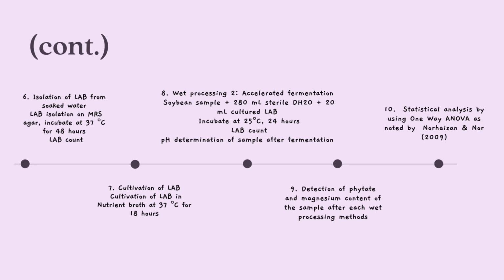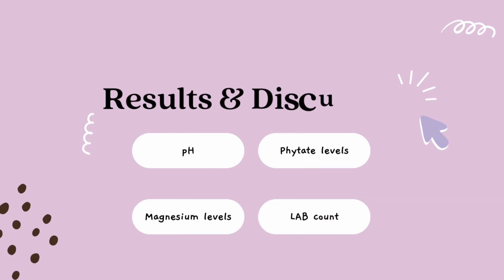LAB count was done for the sample after accelerated fermentation, and the pH determination was also done for the sample after accelerated fermentation. After both wet processing methods were done, the phytate and magnesium content in the soybean samples was detected, and the results obtained were analyzed by using one-way ANOVA, as noted by Noor, Haizan and Noor. For the results and discussion, it will include pH, phytate levels, magnesium content in soybean, as well as the LAB count.